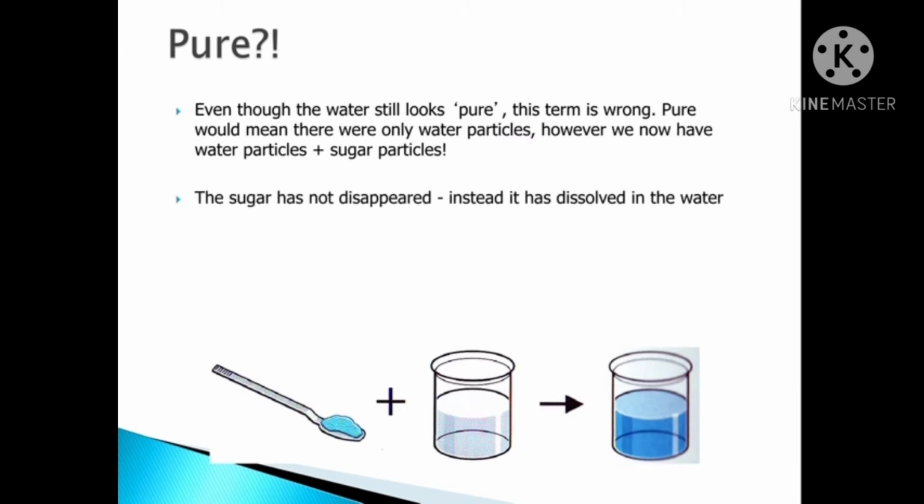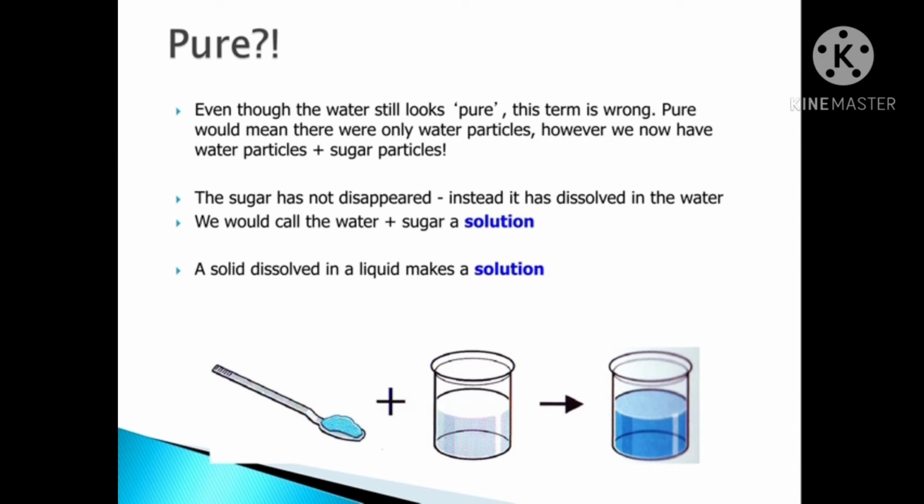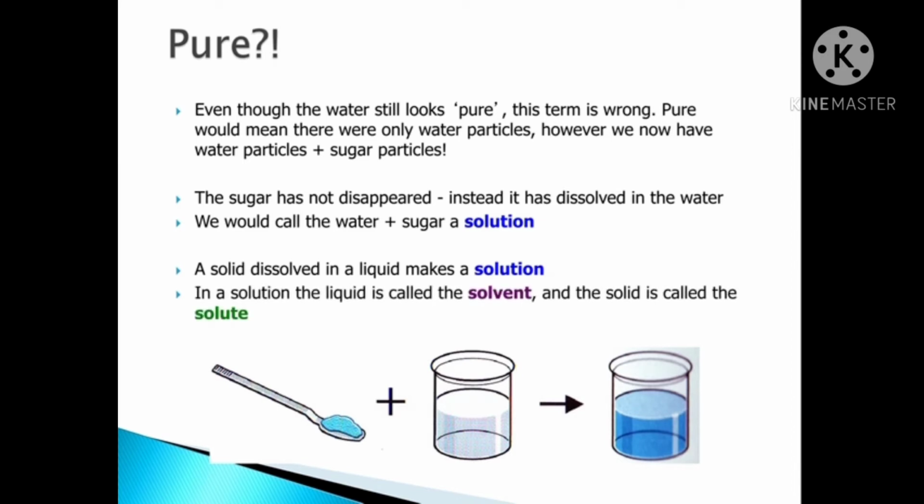The sugar has not disappeared. Here sugar particles are completely dissolved into the water to form a sugar solution. A solid dissolved in a liquid makes a solution. In a solution, the liquid is called the solvent and the solid is called the solute. So here water is the solvent, the solute is sugar, and the final product is sugar solution.